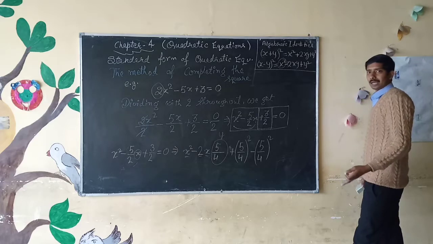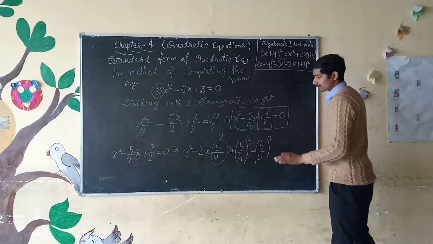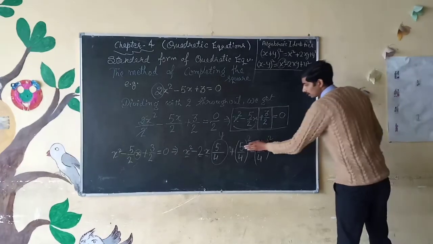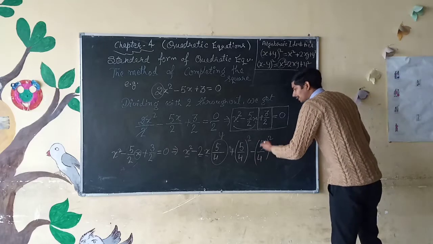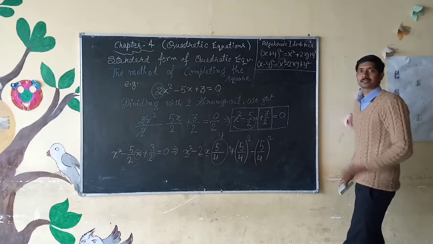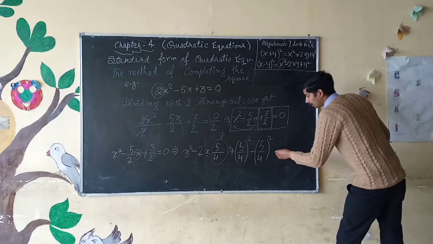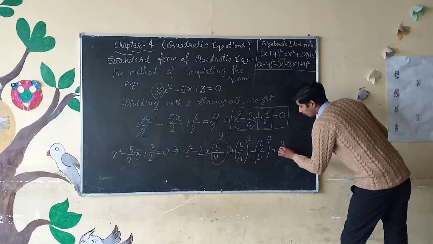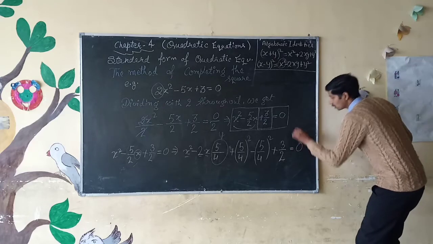Is there any such effect of this? No, because I have added the same thing to this equation and subtracted that particular number, the same as we have added. So there is no problem. I can write it plus 3 upon 2 is equals to 0.